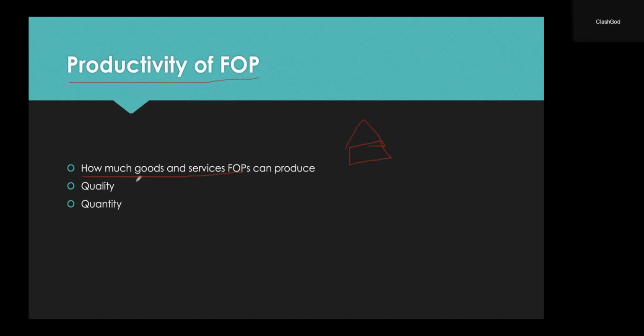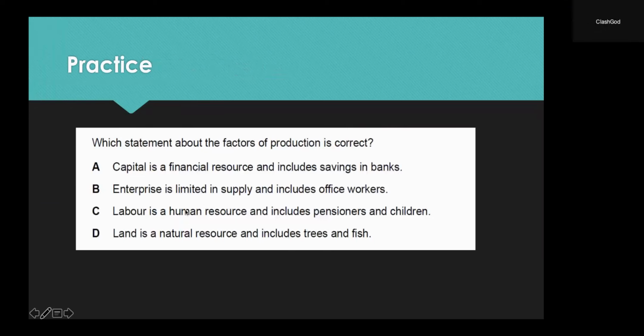Now, the productivity depends on two things. The first one is called the quality of the FOPs. If the FOPs are very efficient, which means they are very high quality, then the productivity will also be very high. But if the quantity is very high as well, then you can produce more because you have more of the FOPs. If I have more workers, I can produce more goods and services. And that will end this section.